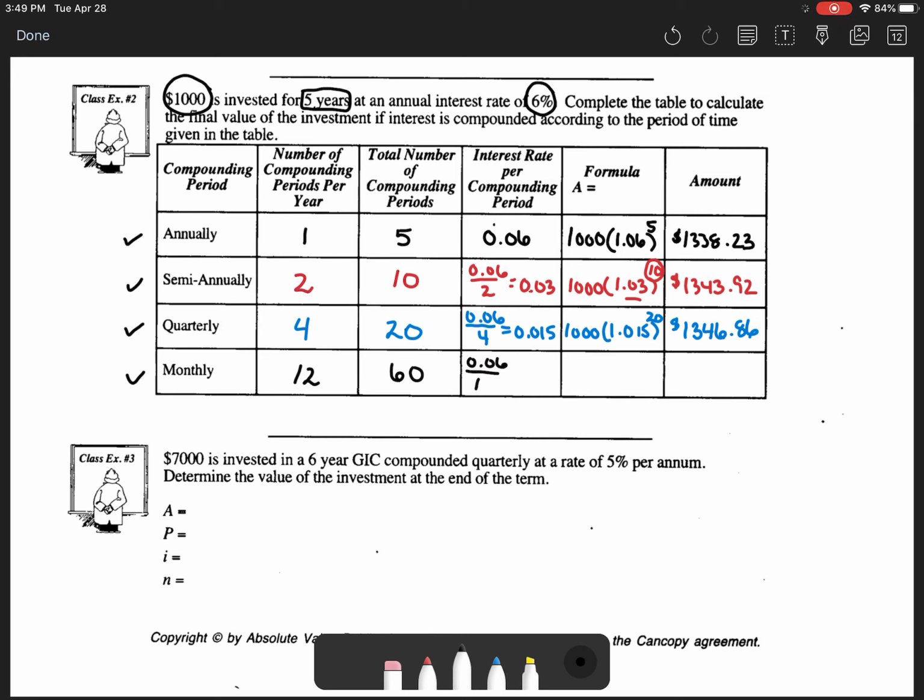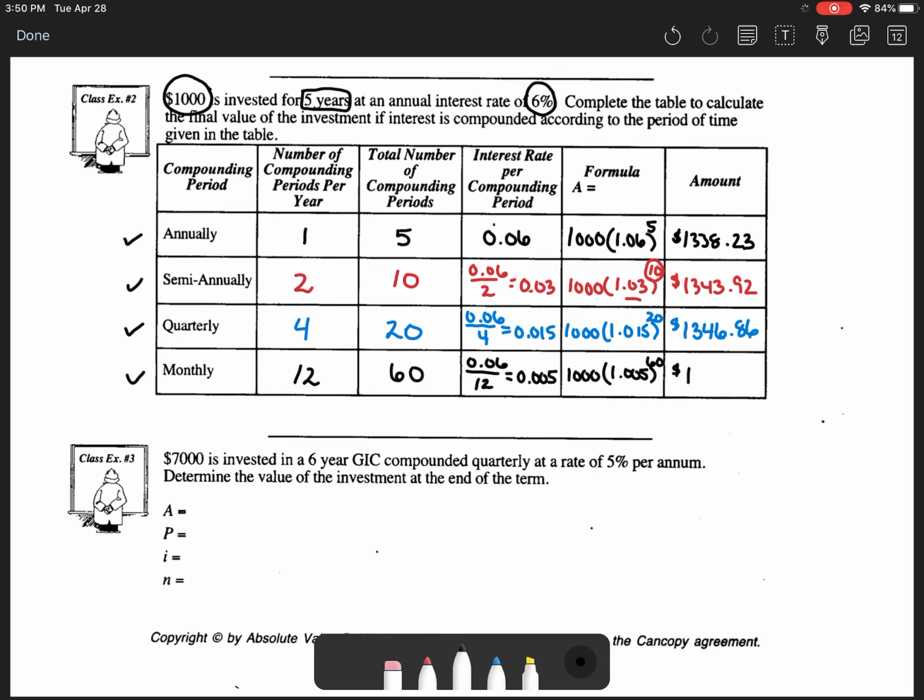And then lastly, monthly. Okay, so monthly means 12 times in a year. And I'm doing this for 5 years, so 12 times 5, that will give me a total of 60 times I'm going to be collecting or compounding interest. Again, they're giving me 6% for the full year, but I have to know how much I'm getting every time I collect interest or compound it. So I divide it by 12, and that's going to be 0.5%, so 0.005.